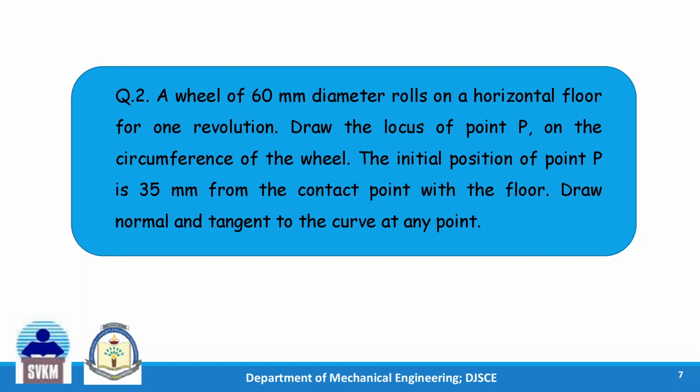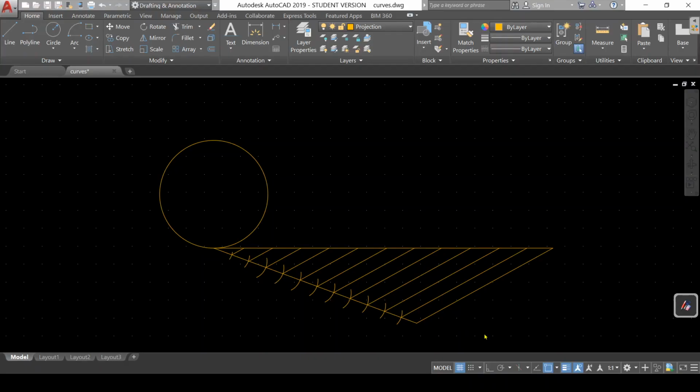So let us attempt this on AutoCAD. See, we have this circle of 60 mm diameter, and the fixed straight line is equal to the circumference of the circle. This is equal to pi into 60, that is around 188.4, so approximately 189 mm we have chosen. And now we will divide this line into 12 equal parts. The method remains the same as the previous one, so we have done that now.